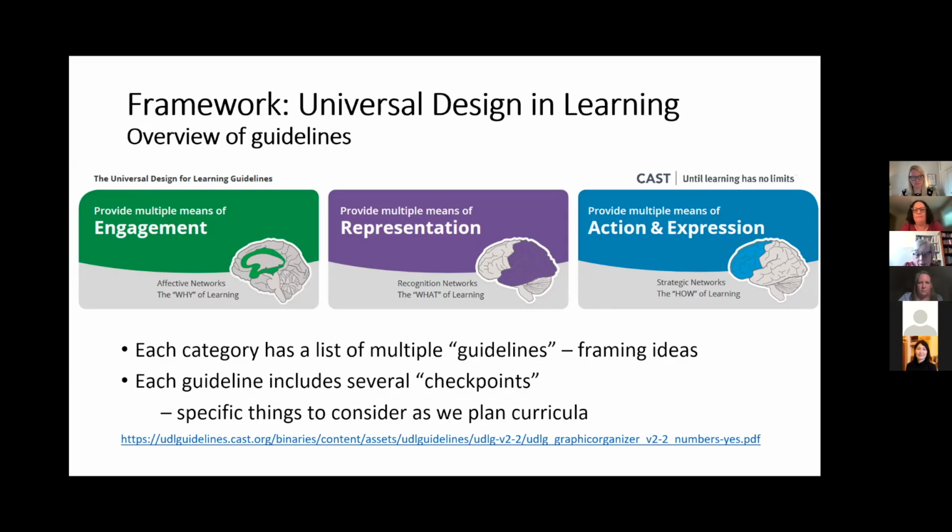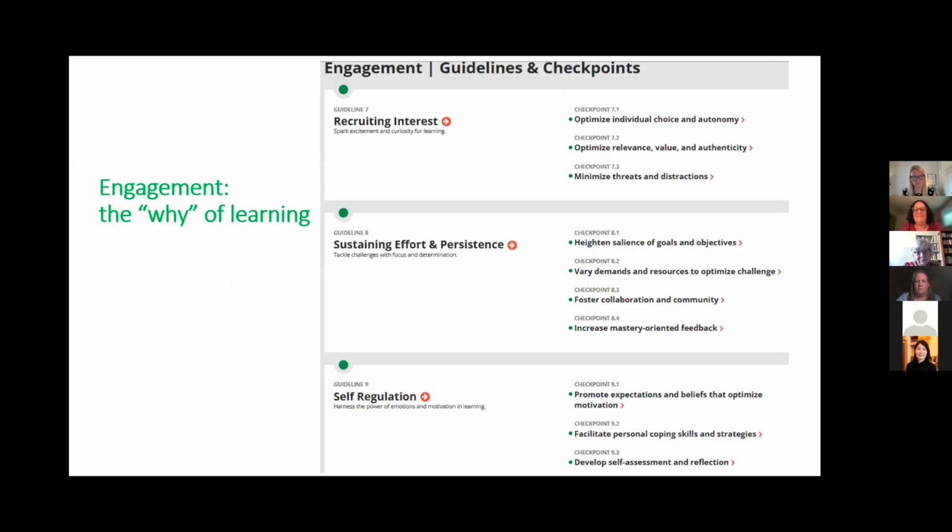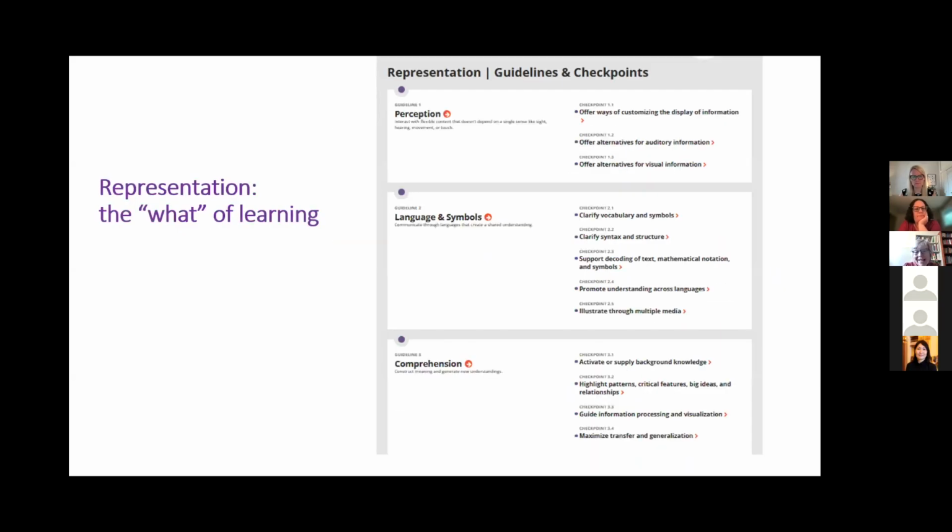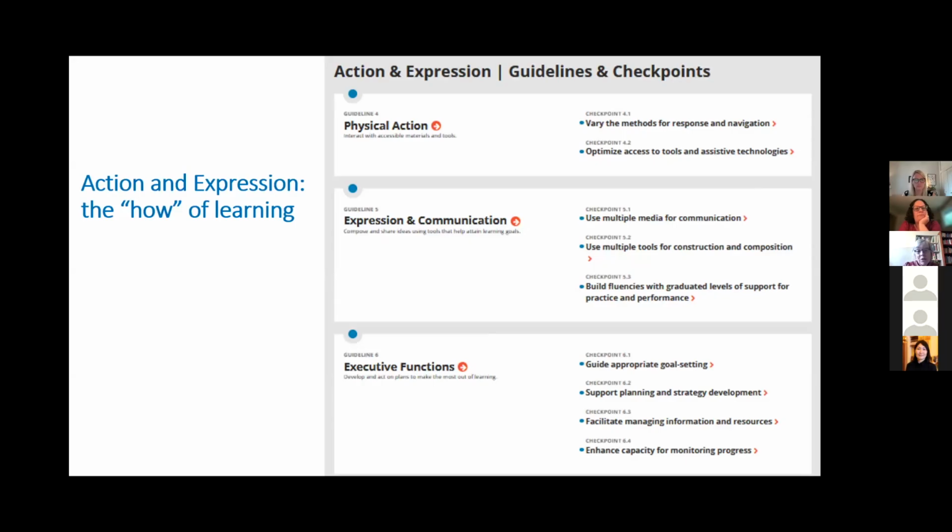I'm just going to point out a few things rather than going over it thoroughly, just give you a little bit of a roadmap and some ideas about how I use these general ideas to guide my attempts to figure out how to be more accommodating. So engagement has to do with the why of learning. And as you can see, there are many different checkpoints, many different components to this. Representation has to do with the what of learning, what students are learning, and again, has many different components for us to think about, breaking down these broad categories, just as we try to do for our students. And action and expression has to do with the how of learning.